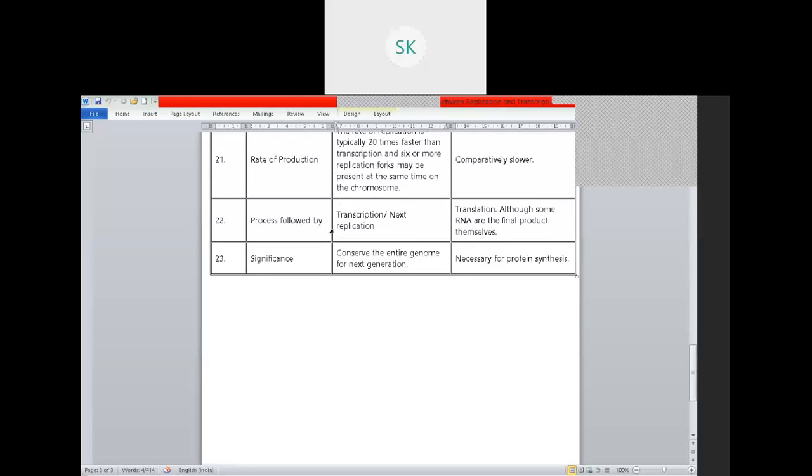And in the process sequence, after finishing the DNA replication process, the transcription process will be started. And after finishing the RNA transcription, the translation process will be started.